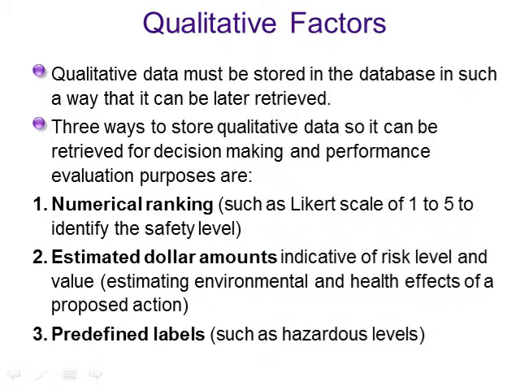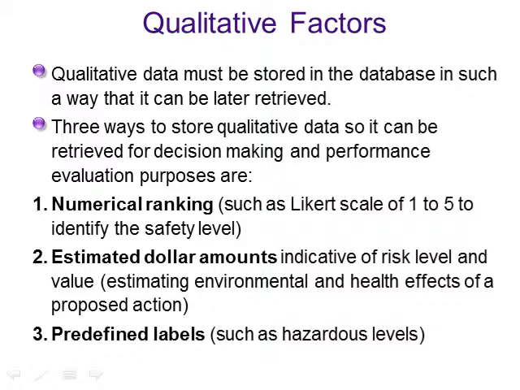And so qualitative data must be stored in the database in such a way that it can be later retrieved. And there are 3 ways that we could store qualitative data so that it can be retrieved for decision-making purposes. One is a numerical ranking, like a Likert scale. So of 1 to 5, that we've identified a factor or a criteria, and we're identifying on a scale, such as the Likert scale, some numerical ranking of either performance to that factor or merit, or some quantitative way of determining based on pre-existing criteria. We don't just define it as we go, but some pre-existing criteria of how we're adhering to that criteria.